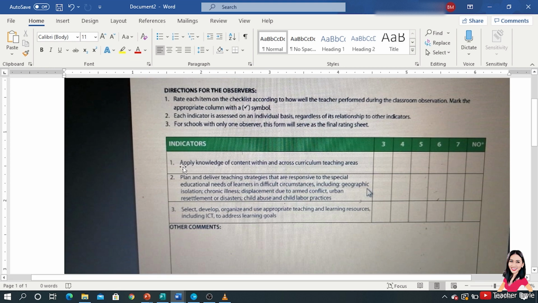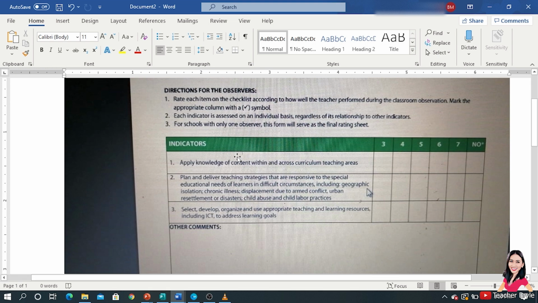Number 1, apply knowledge of content within and across curriculum teaching areas. It's like an integration of the subject Math. You integrate it to other subjects. We already integrated earlier when we had the opening prayer of the Our Father, so we integrated ASP. And since we will also make a story and present a story, we integrate MTB as well.